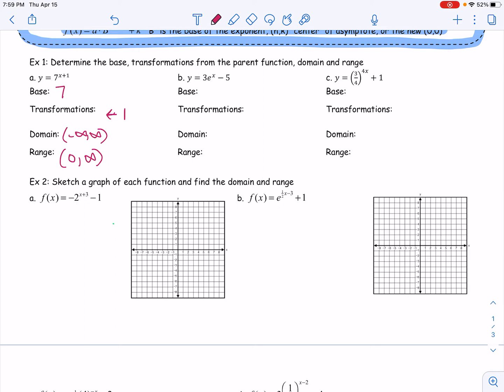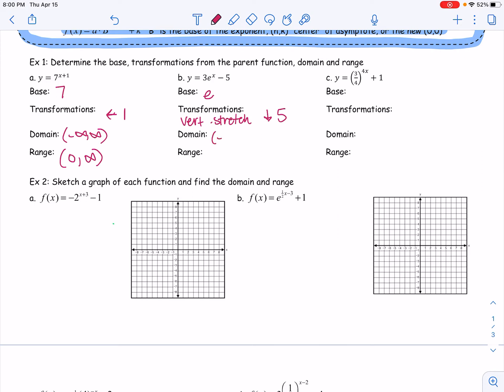Okay, let's try this second one. So remember, our base is what's being raised to a power. What's being raised to the power is e, not 3, not 3e, but just e. So remember, e is a number. It's about 2.7, but we can just put e as our base and then list out our transformations. I don't see any horizontal transformations because nothing is affecting my exponent. I do see a 3 in front, so that's a vertical stretch. And then I do see a negative 5 at the end, so that means I'm going down 5.